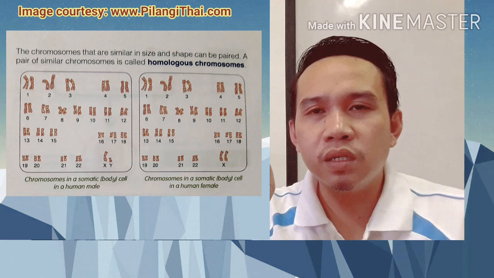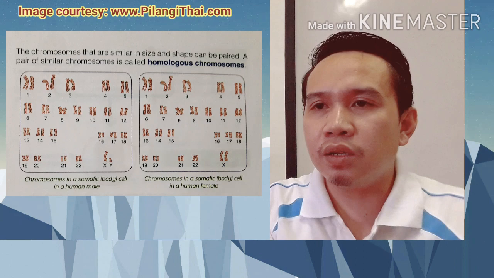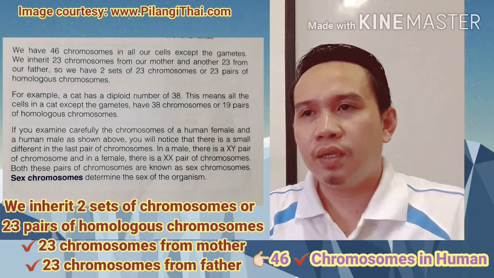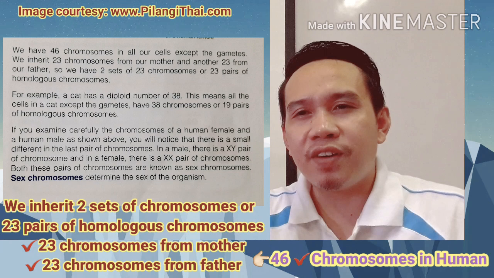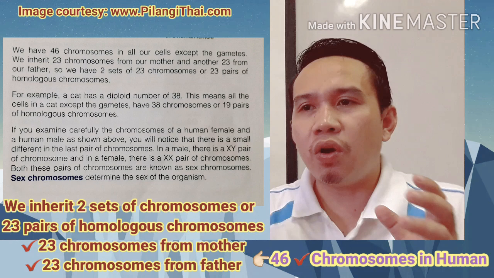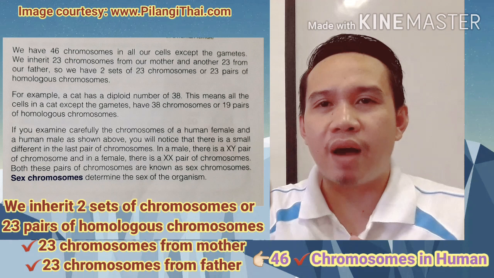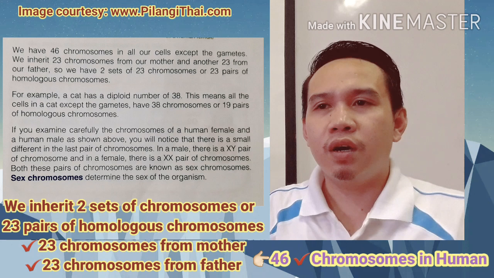Alright? So, try to look at the illustration of the chromosomes in a somatic or body cell in a human male and the chromosomes in a somatic body cell in a human female. We have 46 chromosomes in all our cells except the gametes. Remember that there are 46 chromosomes. That is what we call a constant number of chromosomes in a human.